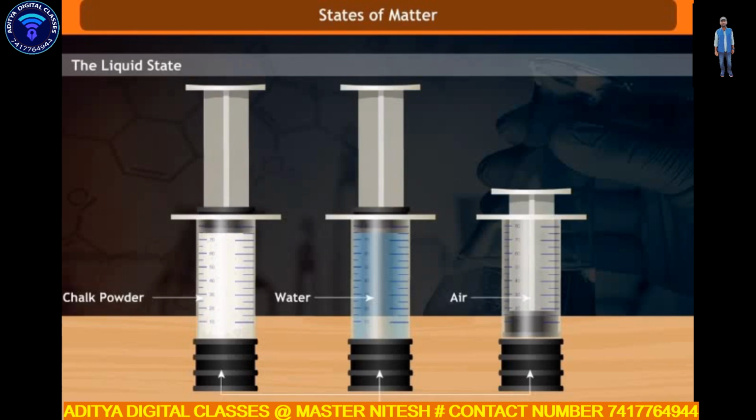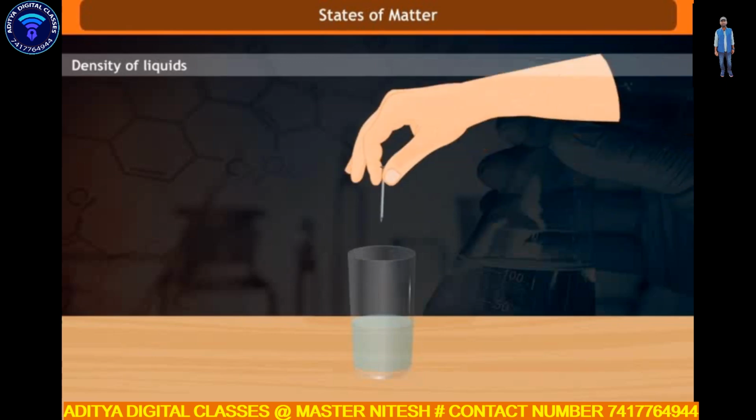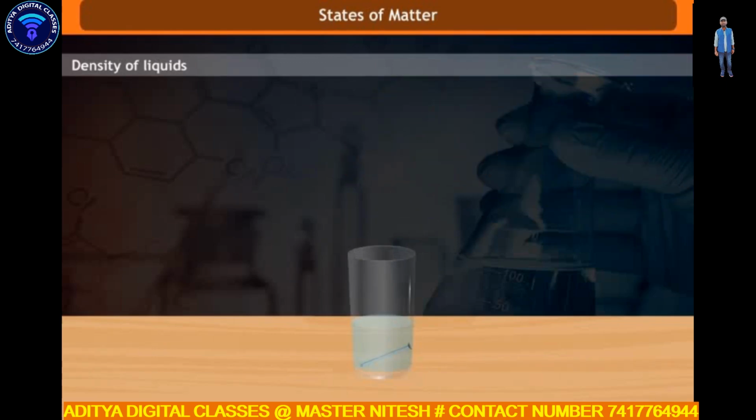You will observe that the pistons of the syringes containing chalk pieces and water require a large amount of force, while the piston of the third syringe is comparatively easier to push. From this activity we conclude that liquids are more compressible than solids and less than gases. In most cases, the density of a substance in the liquid state is lesser than in the solid state.